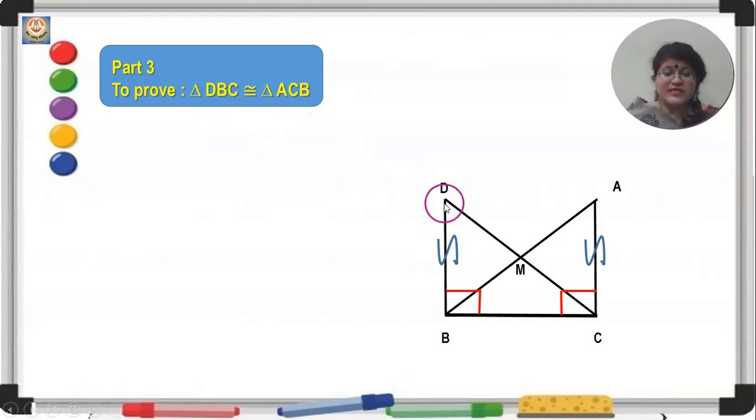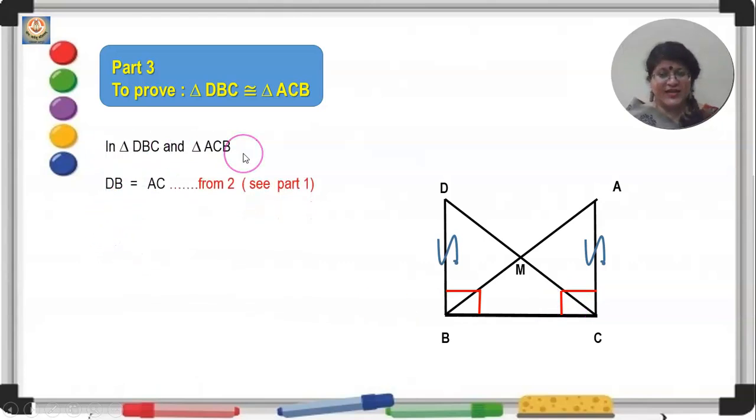Now, prove DBC congruent to ACB. Now look at these indications. Where did these indications suddenly come from? If you look at the first part, in the first part we had proved AC congruent to DB, right? In the second part we proved this angle is 90 degrees. That is why I have put these indications. So take the two triangles and then you know DB equal to AC from part 1.